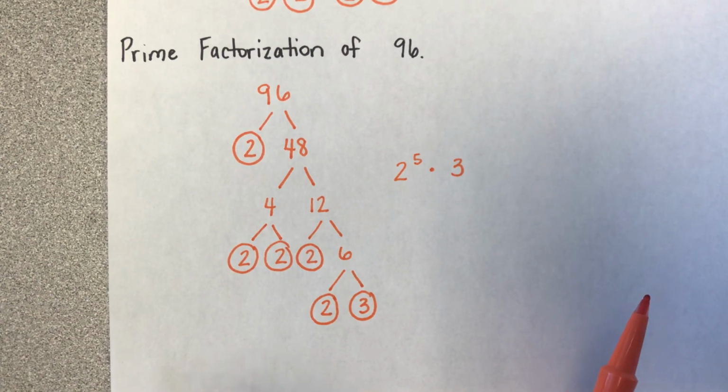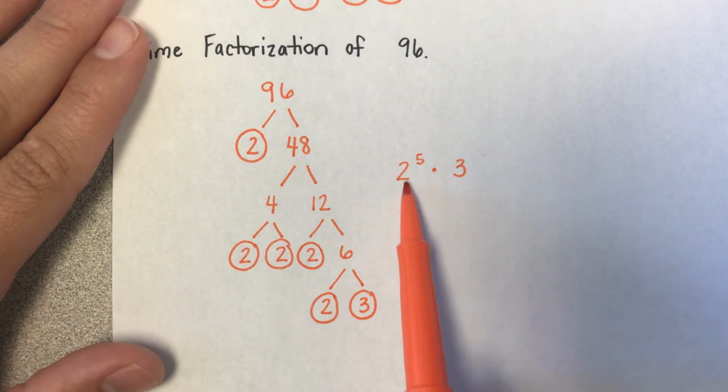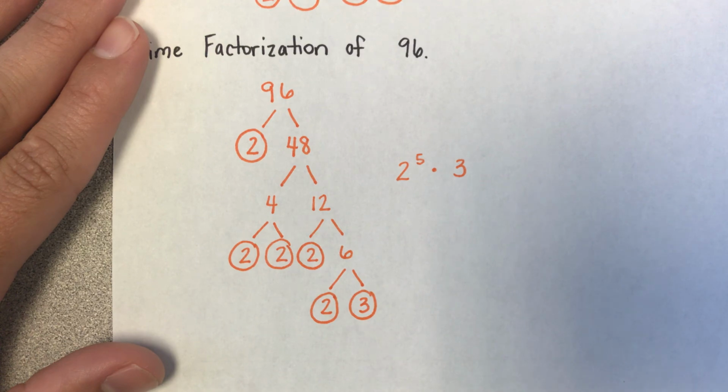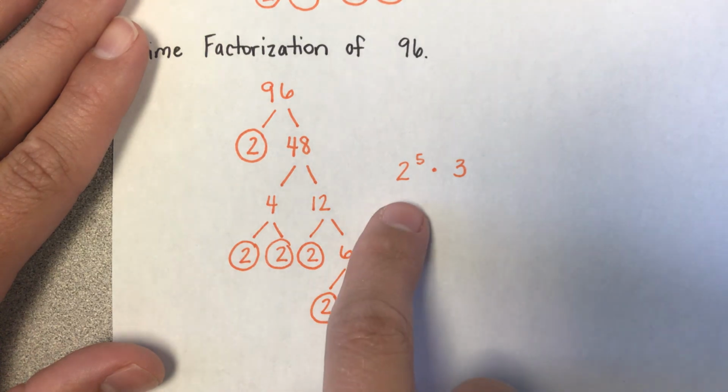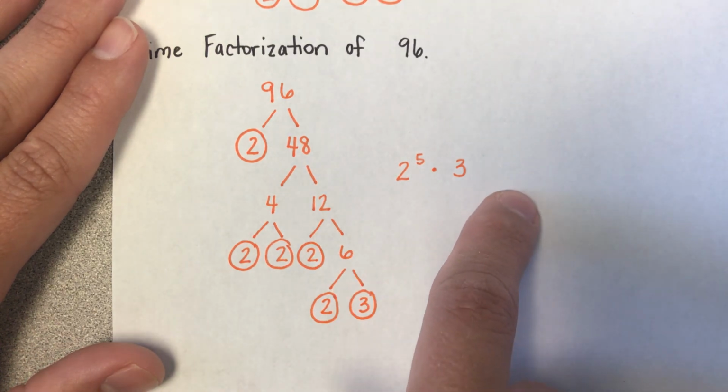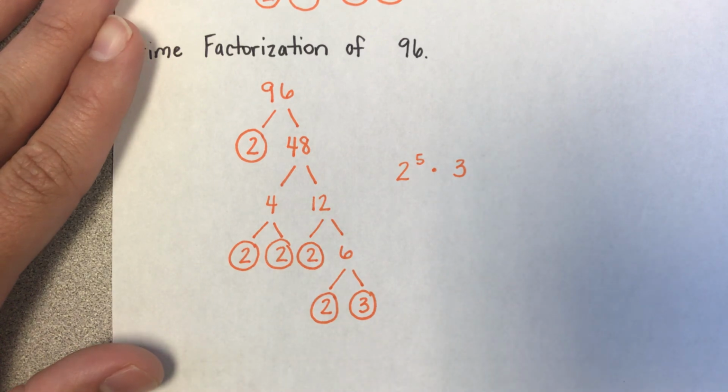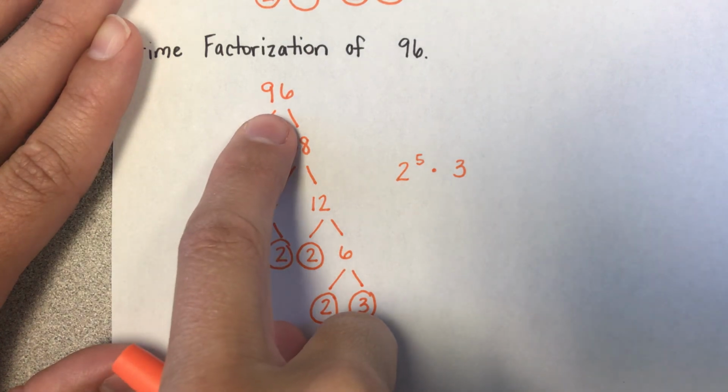There's not exactly a right or wrong way to write it like this. I usually do it in numerical order, so I like to start with the smaller numbers and work my way up. But just be careful because it's multiple choice. They could have it listed in different ways. Just make sure that whatever it is does equal the number that you started off with.